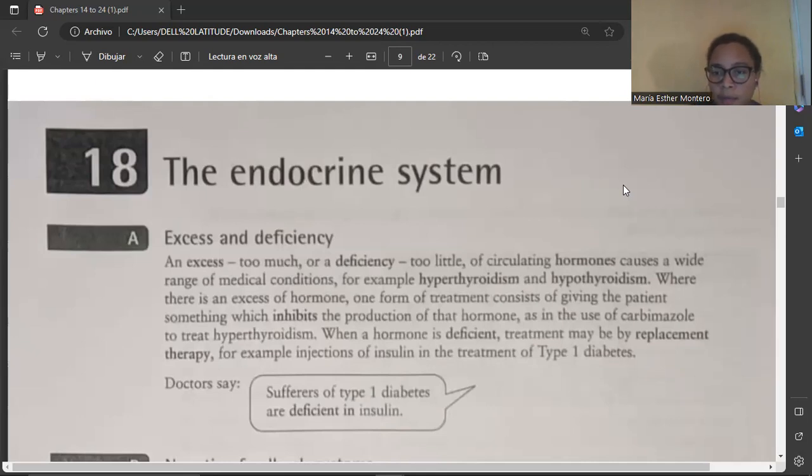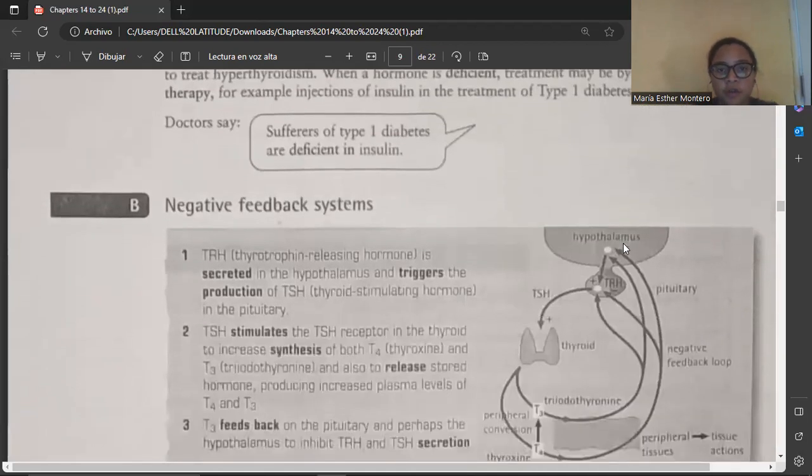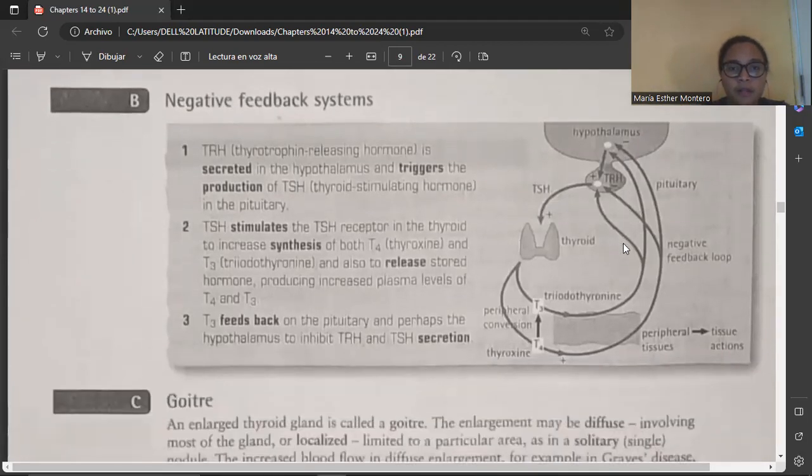treatment may be by replacement therapy. For example, injections of insulin in the treatment of type 1 diabetes. Doctors say sufferers of type 1 diabetes are deficient in insulin. B. Negative feedback system.